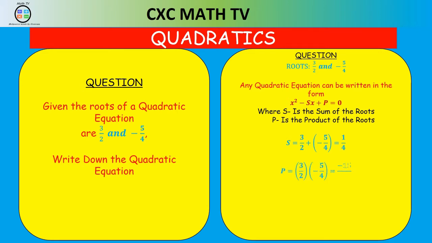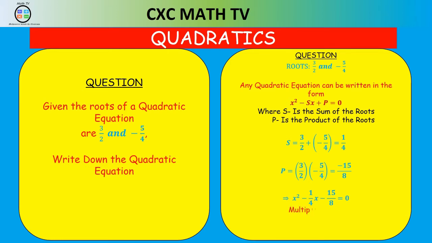And the product is going to be 3 over 2 times negative 5 over 4, which is negative 15 over 8. So then the equation of the quadratic is going to be x squared minus 1 over 4 times x. Replace the s with the quarter we found. And then replace the p with minus 15 over 8 equal to 0.